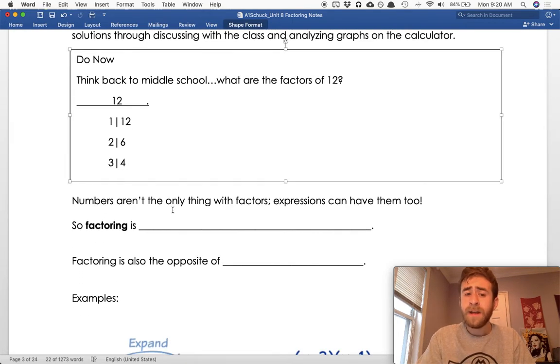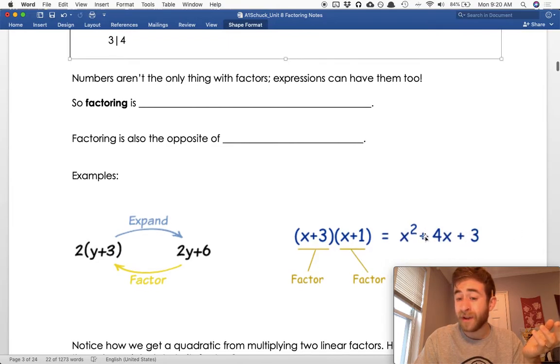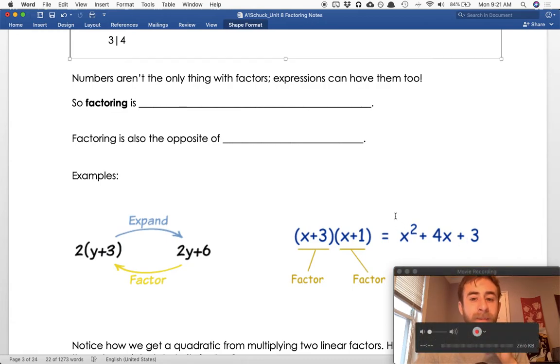Now, numbers are not the only thing that have factors. Expressions can have them too. And when we're talking about expressions, I mean stuff like this, like the quadratics we saw in that lesson from before. I'm just moving the chair down a little bit because I saw I was out of frame.